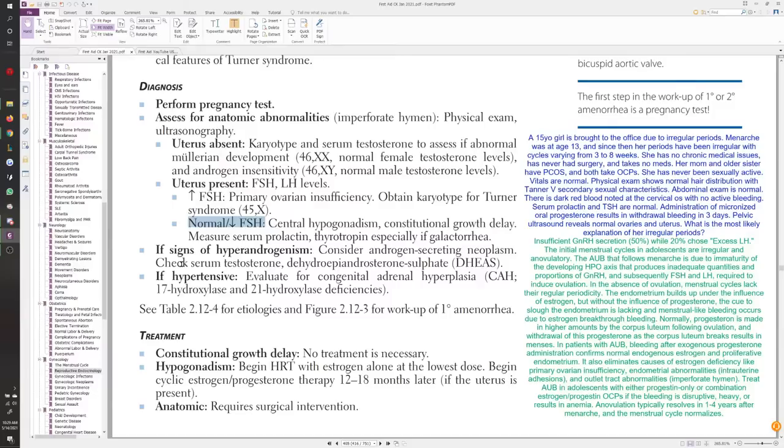If it's low, it means you're not making it. There's no negative feedback kind of thing that stops you from making FSH. That's not really a thing. So it must be that you're just not making it, right?